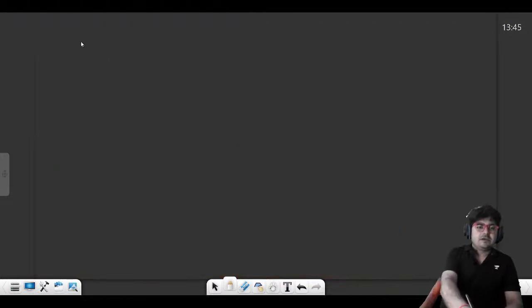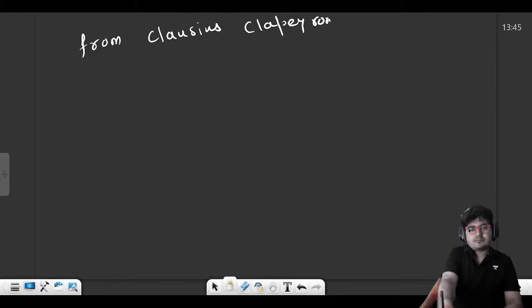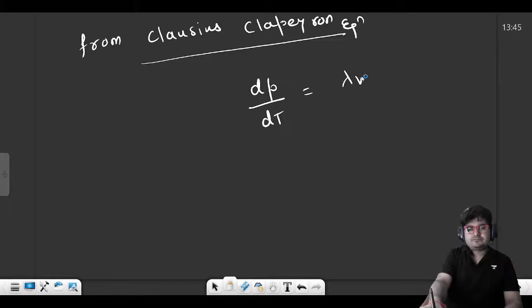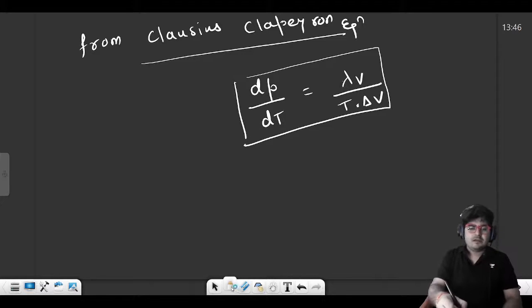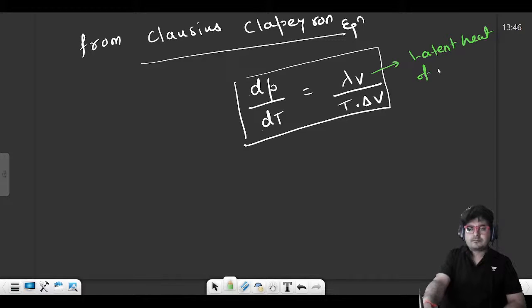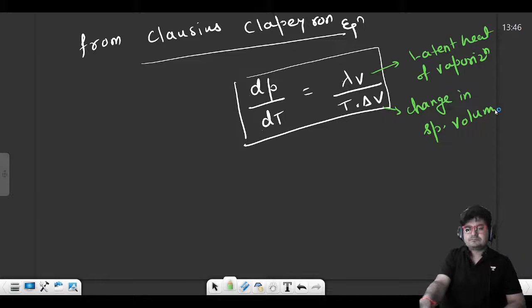Okay. So here in this case, you know that from Clausius-Clapeyron equation, that is dP over dT is equal to lambda V upon T delta V, where dP over dT is the change in pressure with respect to temperature, lambda V is the latent heat of vaporization of the liquid, T is the given temperature, and delta V is the change in specific volume of the system.